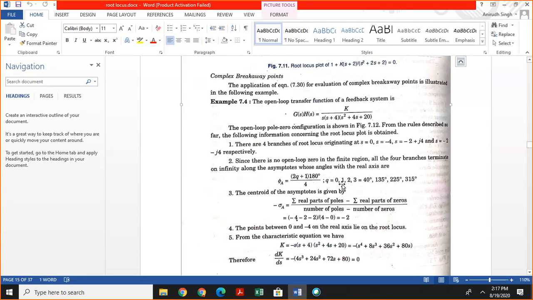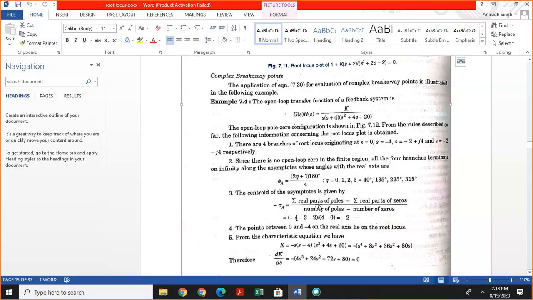For q is 0, we get angle of asymptote is 45. For q is 1, 135. For q is 2, angle of asymptote is 225. And when q is 3, angle of asymptote is 315. Then these are the angles of asymptote, and then calculate the centroid of these asymptotes. Centroid is the crossing point of asymptotes. So after calculating the angle of asymptote, calculate the crossing point of asymptotes, which is centroid.